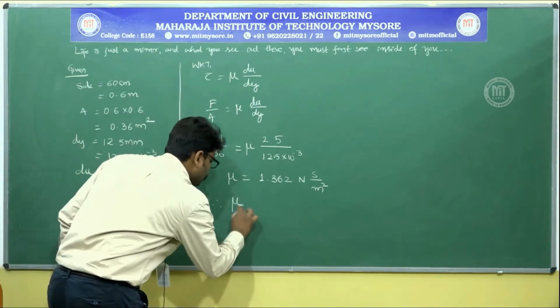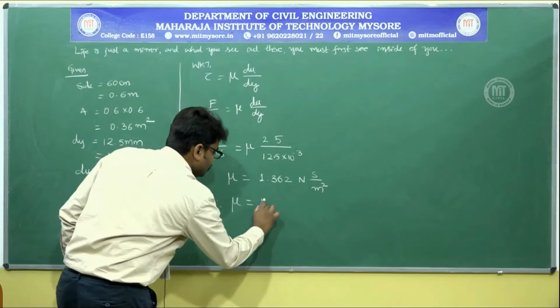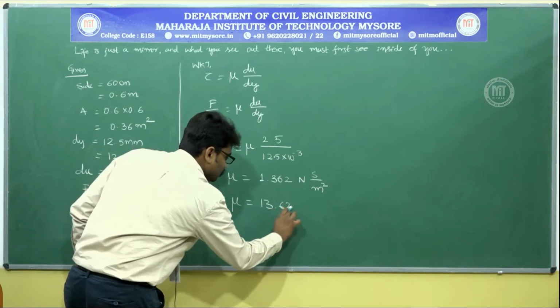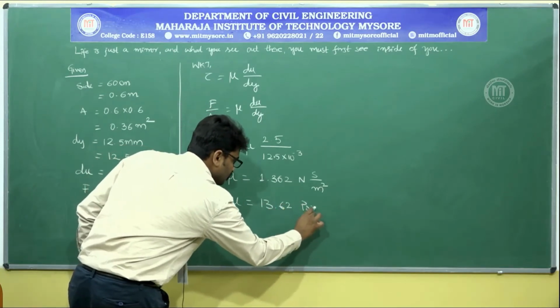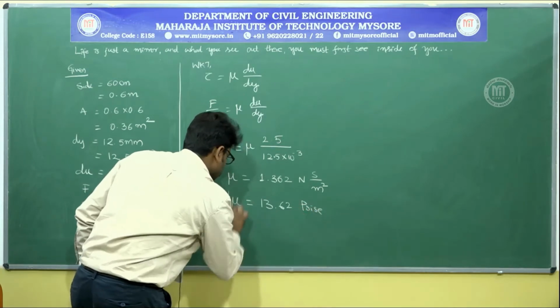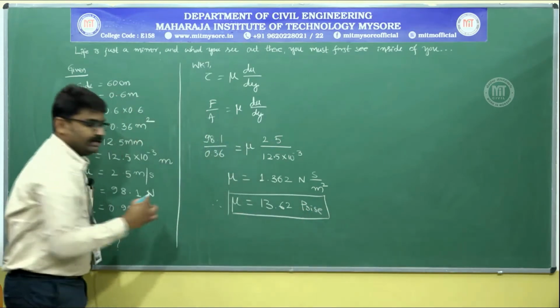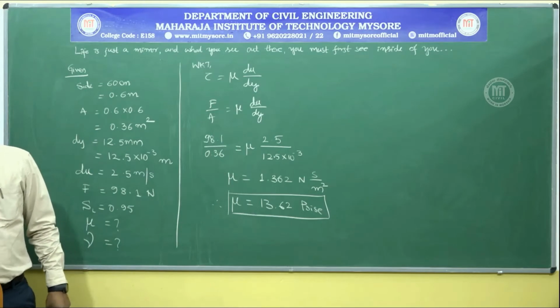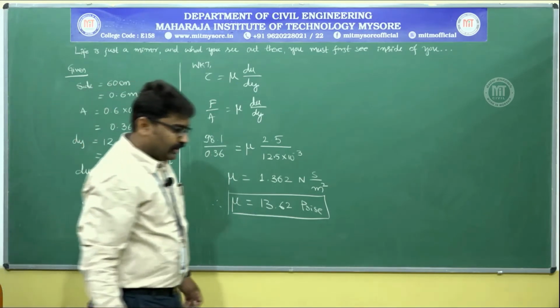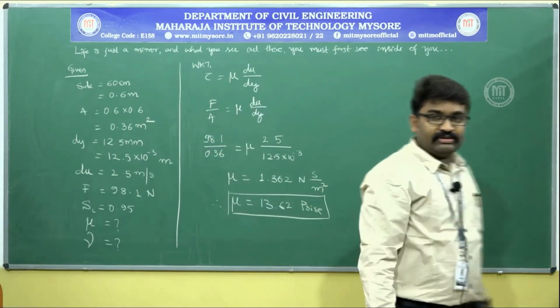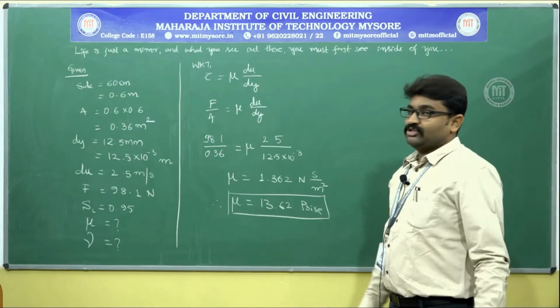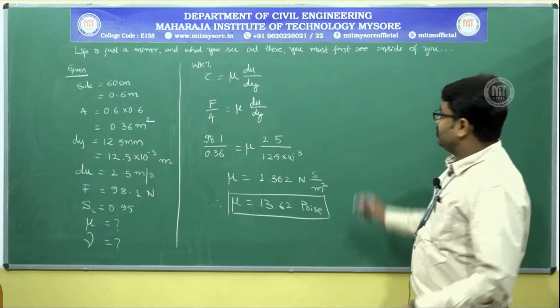Therefore mu is equal to 1.362 into 10, which is 13.62 poise. 13.62 poise. Now, what do we know about kinematic viscosity? The first part of the question is answered. The second part asks you to find out the kinematic viscosity.